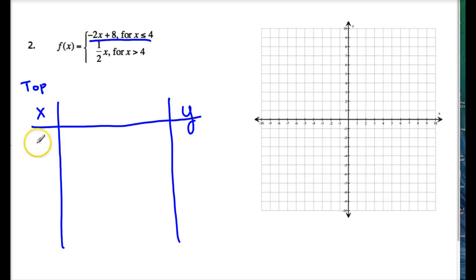My boundary point is 4, so that's where I'm going to start. x is less than or equal to 4, so now I need to choose values smaller than 4. I'm going to choose 3 and 2. Stay as close to your boundary point as possible. That's a good rule of thumb to do here. And I'm plugging into negative 2 times x plus 8 for this one.